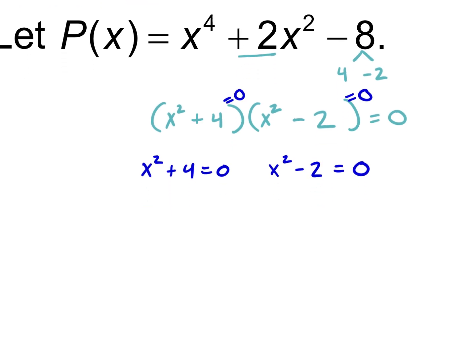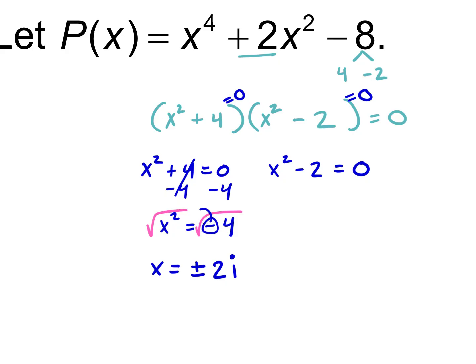What would we do to solve the first one? Subtract 4. So x squared equals negative 4. Square root both sides. So what would x equal? You're missing something though. Plus or minus. Anytime you take the square root of both sides, you need the plus or minus. The square root of 4 is 2, and since we have that negative under the square root, we have to include the i. So that negative comes outside, turns into an i, and the square root of 4 is 2.